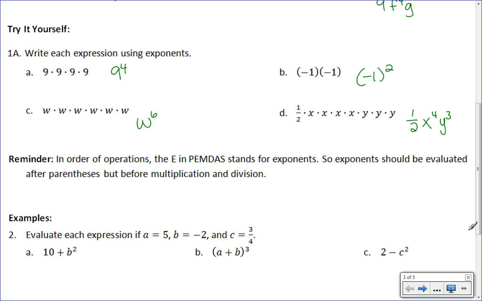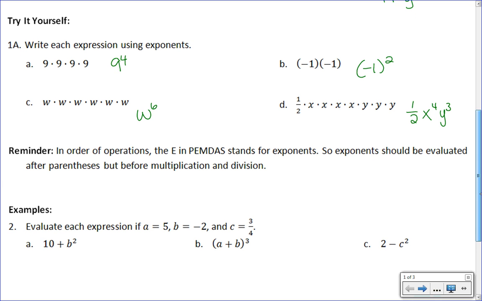Reminder, in order of operations, the E in PEMDAS stands for exponents. So exponents should be evaluated after parentheses, after the P, but before multiplication and division. So we always do the exponents before the multiplication or division.